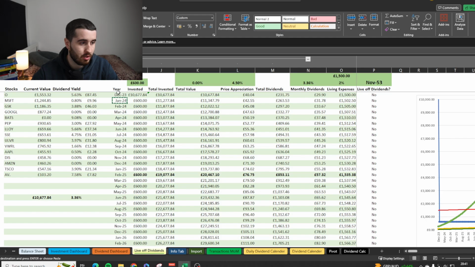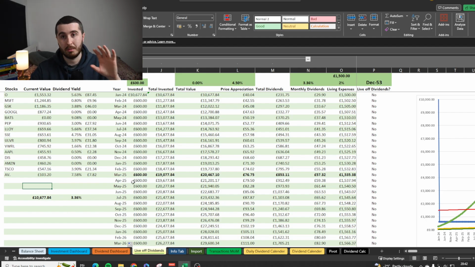This actually should be January now, so you'll need to update that every month, and then you can just double click and drag that formula down. Again, it's updated to 2053. I think some of these potentially need to be updated because my stocks have been updated, but we'll do that together. I'll show you how to update that in a second.